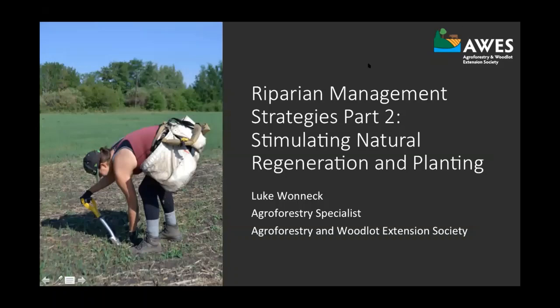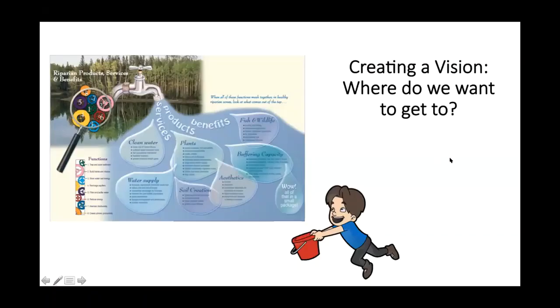So, yeah, my presentation here today is going to be the last main one we have in this course from one of the facilitators. I'm calling it Riparian Management Strategies Part 2, Stimulating Natural Regeneration and Planting. It's intended to complement Noreen's presentation last session, which I would call Part 1, and you'll see why in a second. So I just want to recap where we've been in this course so far.